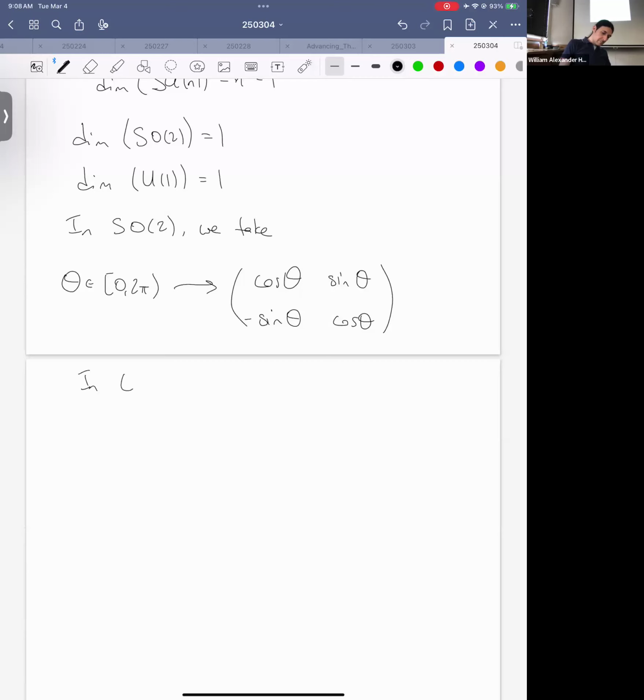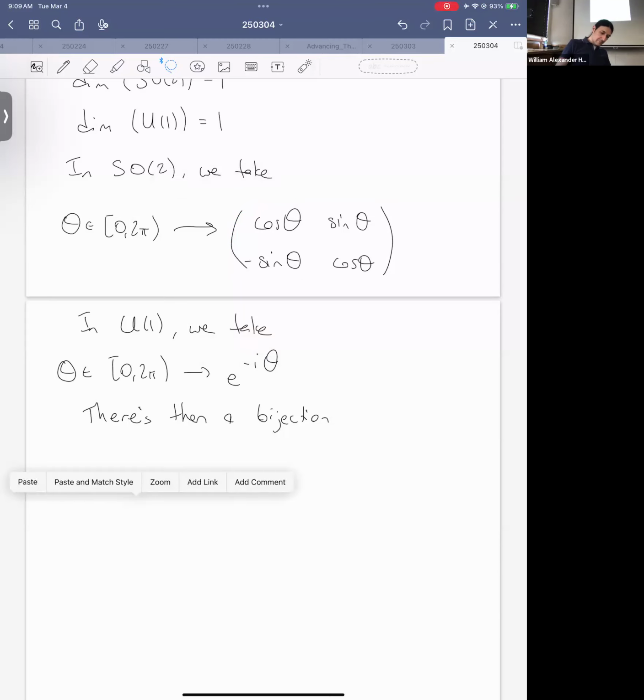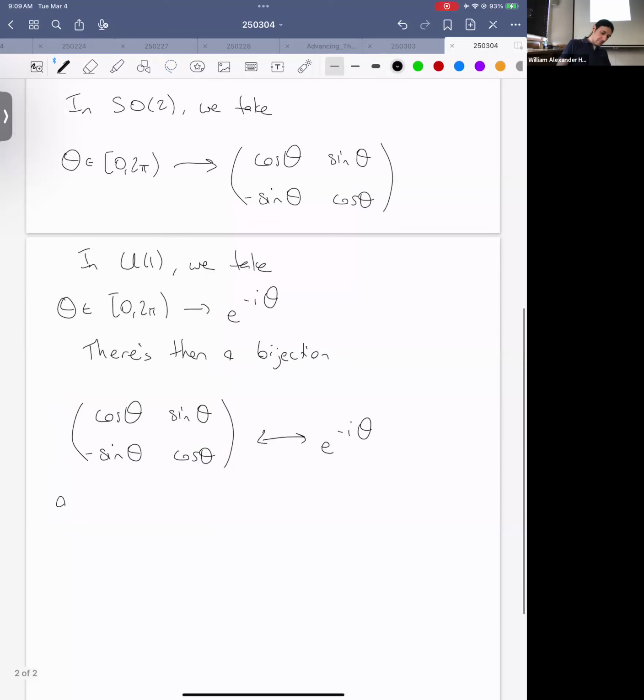And in U1, we again take theta from 0 to 2 pi, and it goes to e to the minus i theta. And so there is then a bijection which takes us from this 2 by 2 matrix back and forth to this complex exponential. And so we have that SO2 is isomorphic to U1.